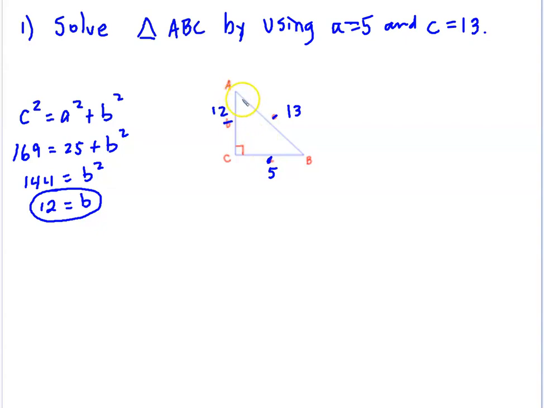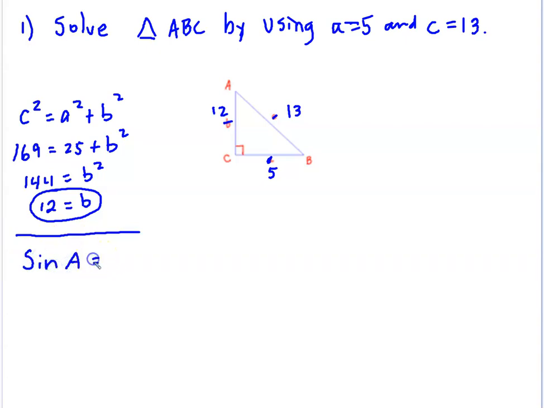So let's just say we wanted to find this angle A. I could do several things. I could do sine A. Sine is opposite over hypotenuse. I could do cosine A. Cosine is adjacent over hypotenuse. I could do tangent A. Tangent is opposite over adjacent. So really, you're not going to go wrong picking any one of those three. I'll just do sine angle A.